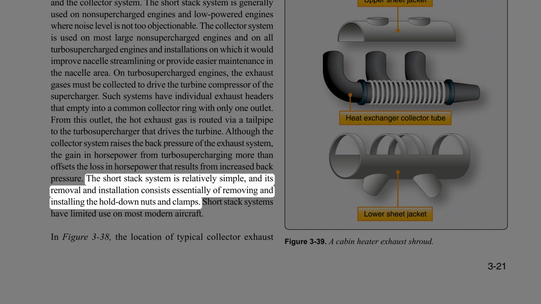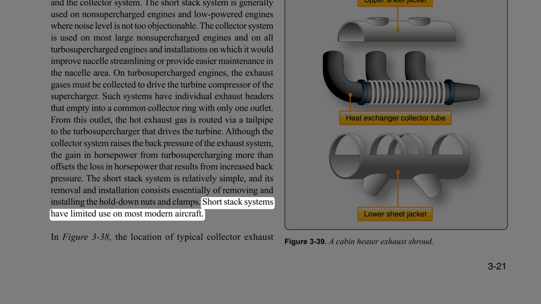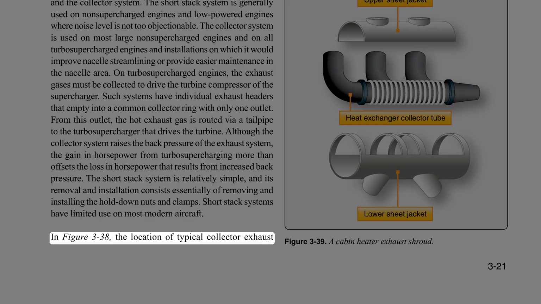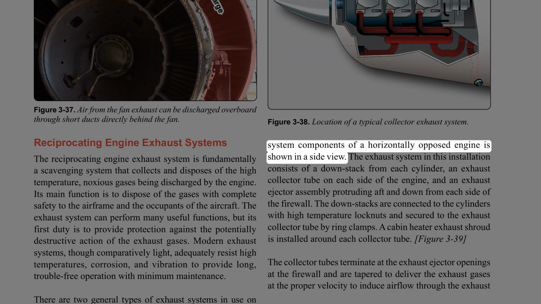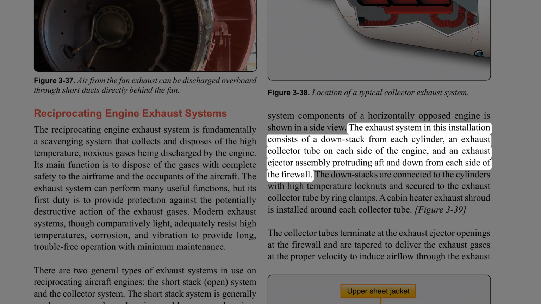The short stack system is relatively simple, and its removal and installation consists essentially of removing and installing the hold-down nuts and clamps. Short stack systems have limited use on most modern aircraft. In Figure 3-38, the location of typical collector exhaust system components of a horizontally opposed engine is shown in a side view. The exhaust system in this installation consists of a down stack from each cylinder, an exhaust collector tube on each side of the engine, and an exhaust ejector assembly protruding aft and down from each side of the firewall.